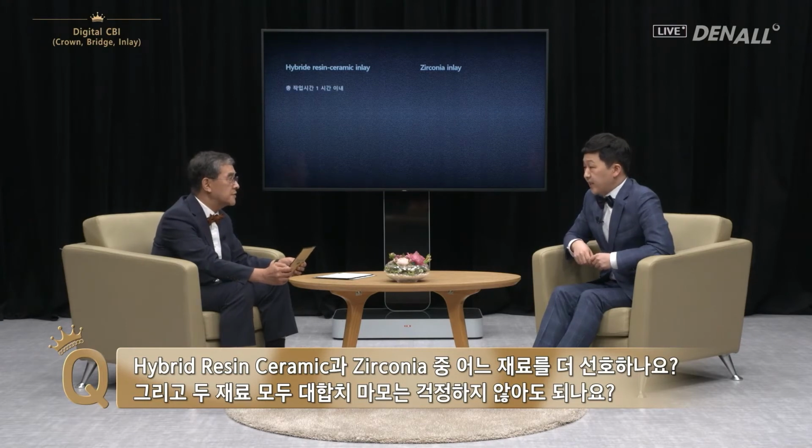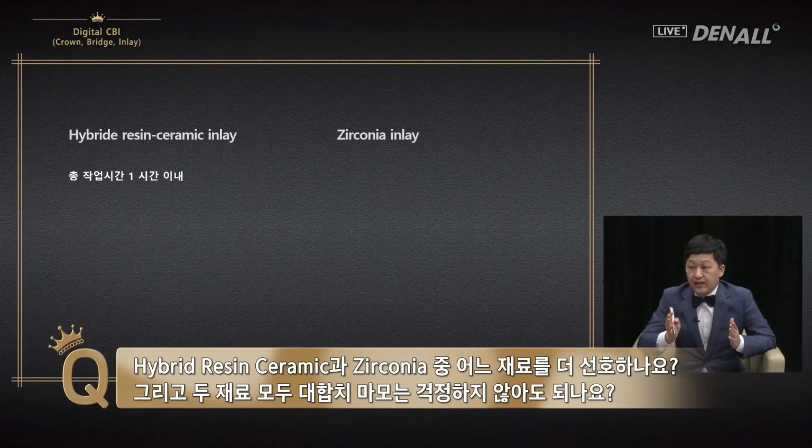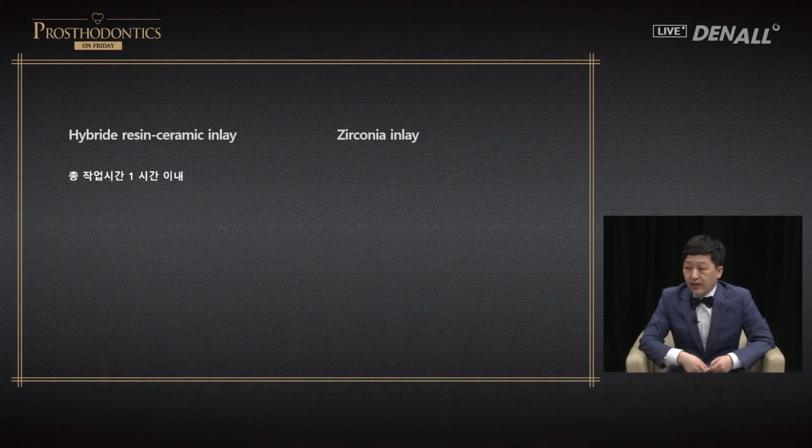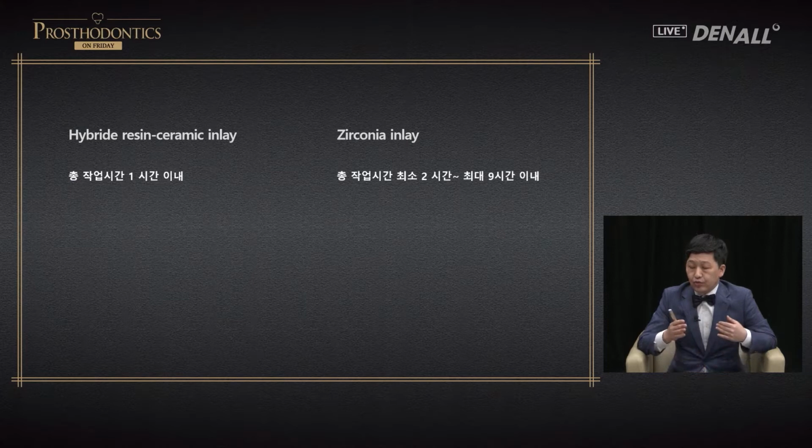The total amount of hours required for hybrid resin ceramic inlay is approximately 1 hour or 1 hour 10 minutes at the most. From prep to setting, it takes that much time. But for zirconia inlay, it takes at least 2 hours, and at maximum it takes 4 to 8 hours and 9 hours if cooling hour is taken into account. This is because it takes time to fire zirconia.